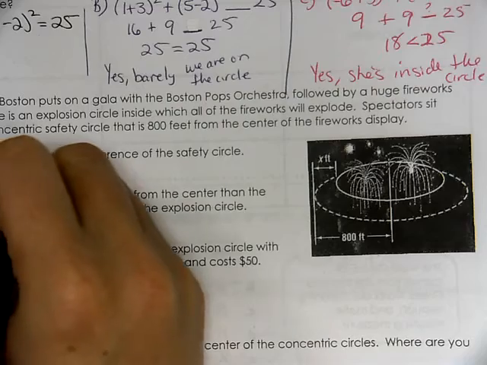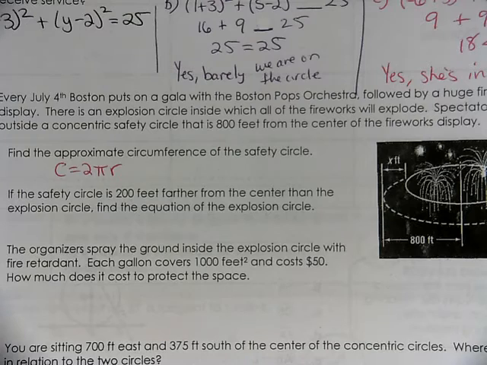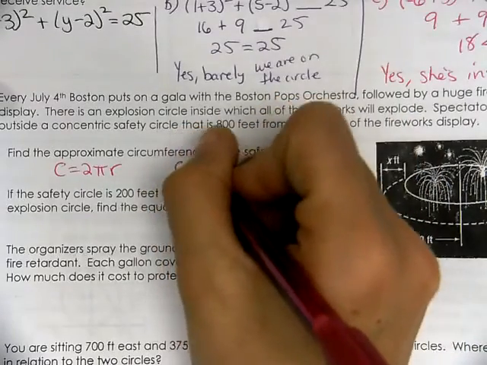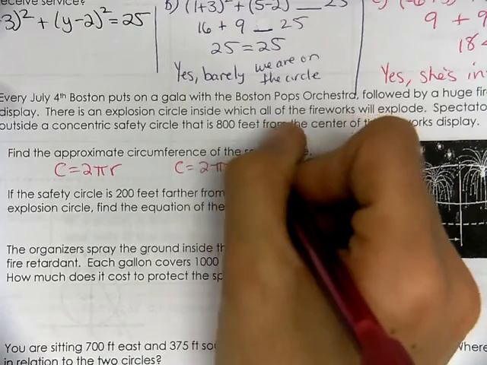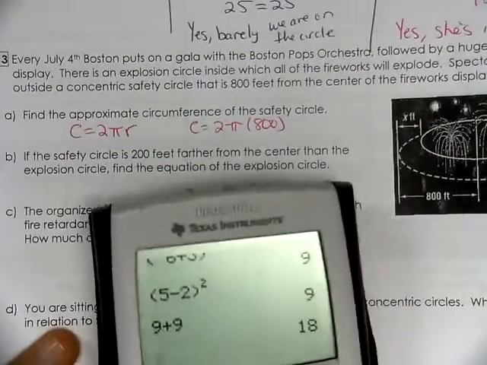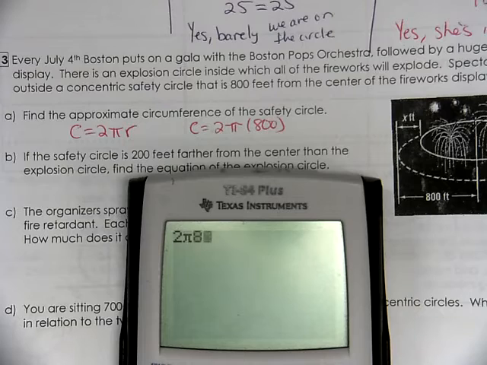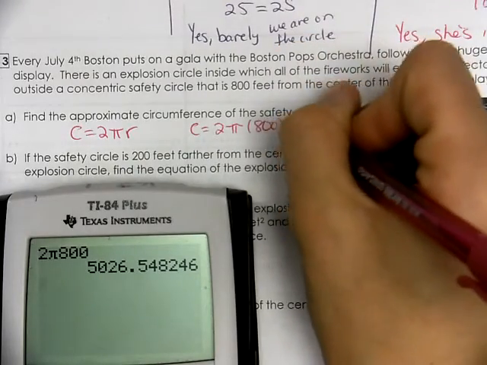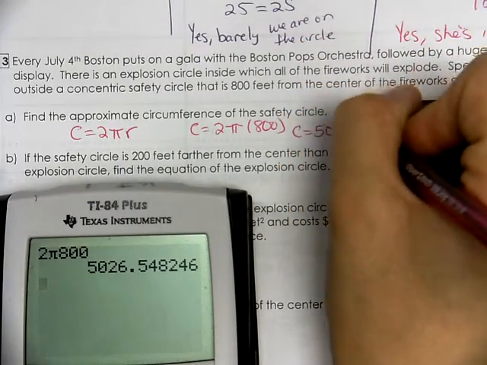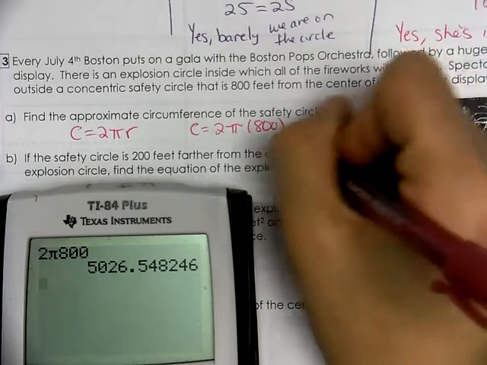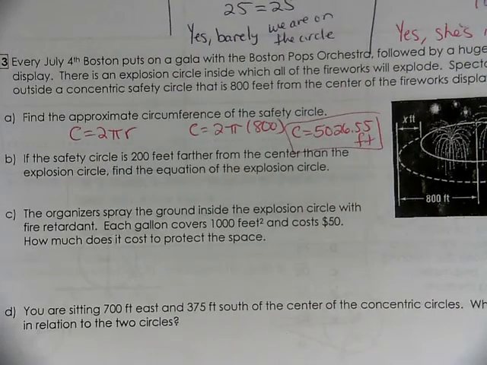So our circumference formula is 2πr. Because the safety circle is 800 feet from the center, that's going to be our radius. So the circumference here is 2π times 800. So our circumference is 5,026.55 feet. That's a lot of feet but it's a safety circle. It's got to be big because fireworks are big.